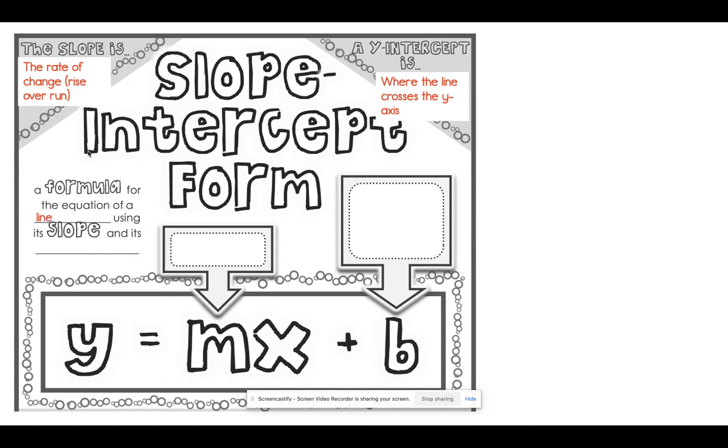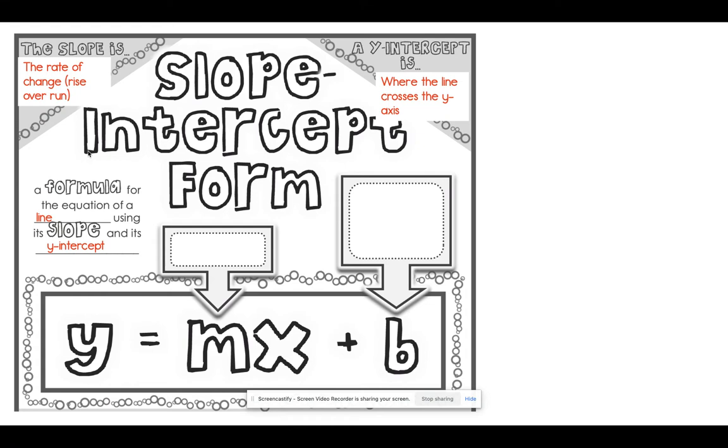Down here on the left, this formula, y equals mx plus b, is going to be our equation for a line using its slope and also the y-intercept. That's why it's called slope-intercept form. So we've got 4 different letters in our equation. Y equals mx plus b.